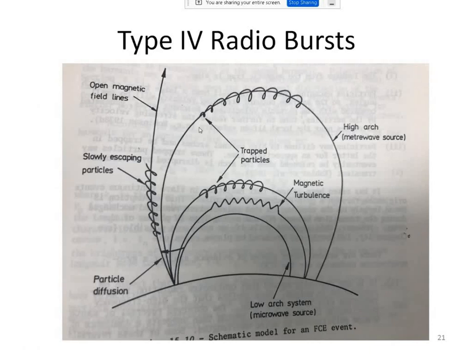And here is a cartoon showing how type 4 radio bursts are generated. They are generated either by trapped particles in magnetic flare loops, or on open field lines. I mean, they are open, but they can be closed on a larger scale. So these are propagating, these are slowly escaping particles, and type 4 radio bursts can also be generated here.